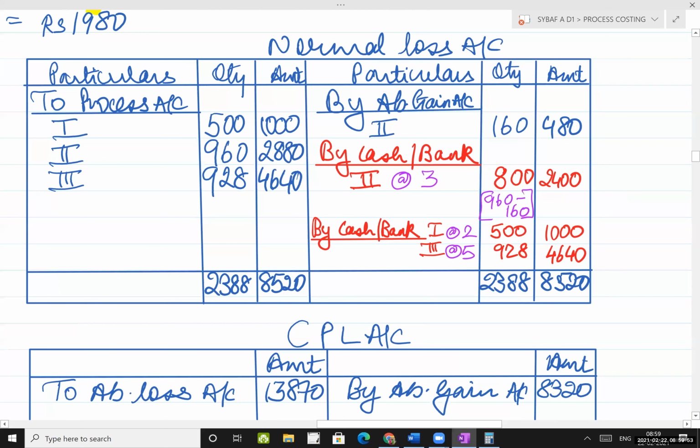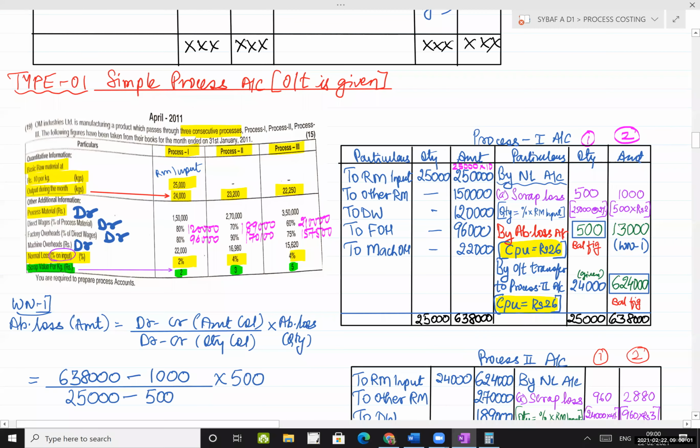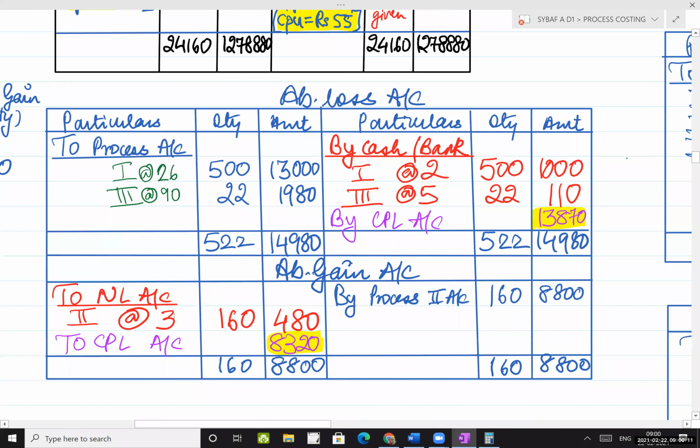So we will do it till here, and in the next lecture we will do normal loss and P&L. I hope till here it is clear to everyone. Next lecture we will do normal loss of the same sum and CPL also. Okay, and then I will connect the theory part with you.